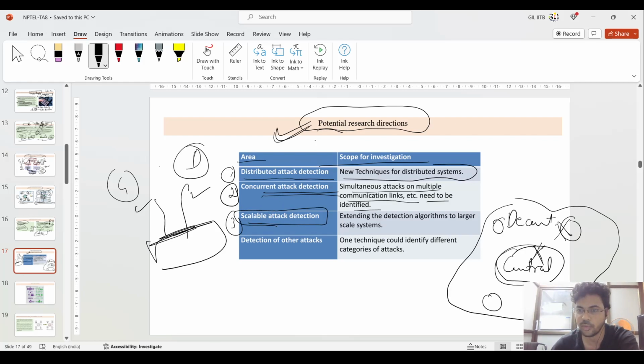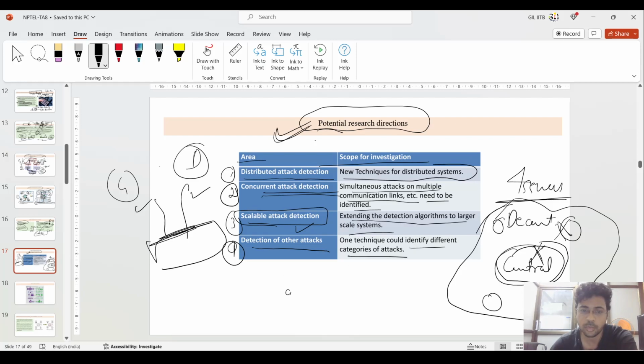The third research area is scalable attack detection, because you are installing to certain pockets and you have a central system. It also has certain issues, such as up to what length you should implement this communication network, and data transfer issues. So that kind of scalability is one of the research areas, that is extending the detection algorithm to a larger scale network, okay.